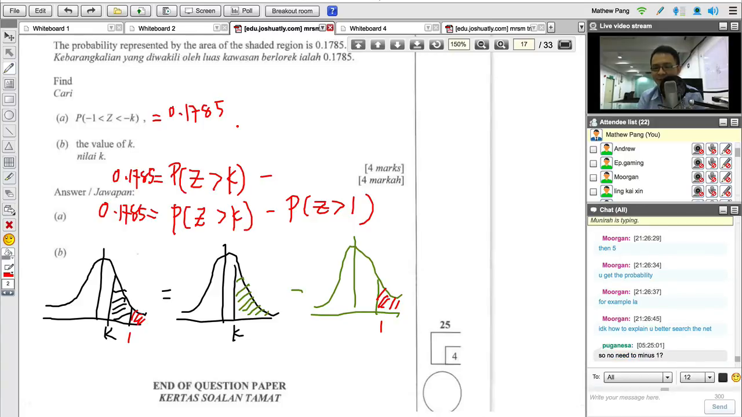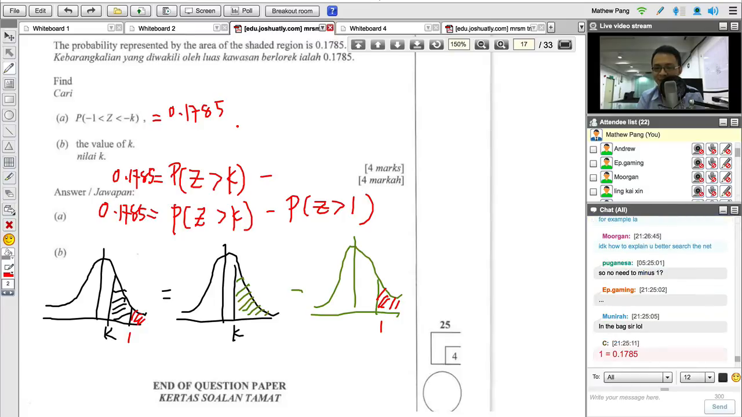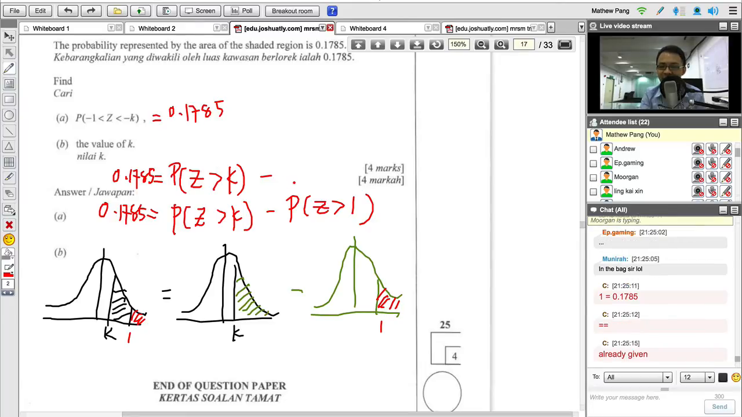Yeah, thank you. It's the same thing. No, this is z bigger than 1. You should find a probability table for it. Yeah, I think I have it somewhere here. I'll wait for a while. Yeah, I have it here. It's 0.1587, right? Yes, good.